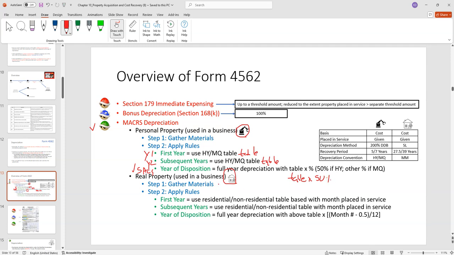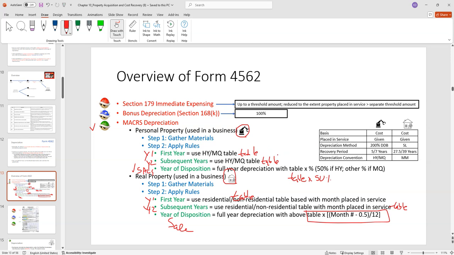Very basic. With real property, very similar, right? Can you please tell me year one of depreciation? Use the table. Year two, use the table, right? We have to make sure we're using the right table. And then in the year of sale, we'll use the table, figure out a full year, very similar to above, but we'll do a little bit of different math. So table times percentage with math. Again, if you can get those fundamentals for those 6 situations, you'll be in good shape, right? I'll give you the tables.